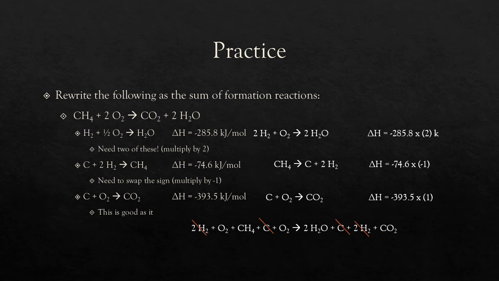and 1 CO2 molecule. To find the total enthalpy of this reaction, we sum up all of our individual formation enthalpies, multiplying them by their stoichiometric coefficients. This yields negative 890.5 kilojoules per mole. So that's the energy released when methane is combusted. We can calculate that using only these formation enthalpies without actually having to test it out in real life.